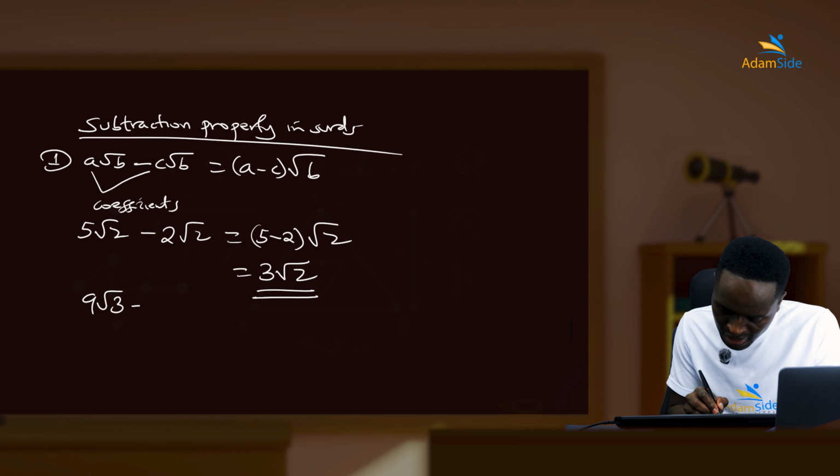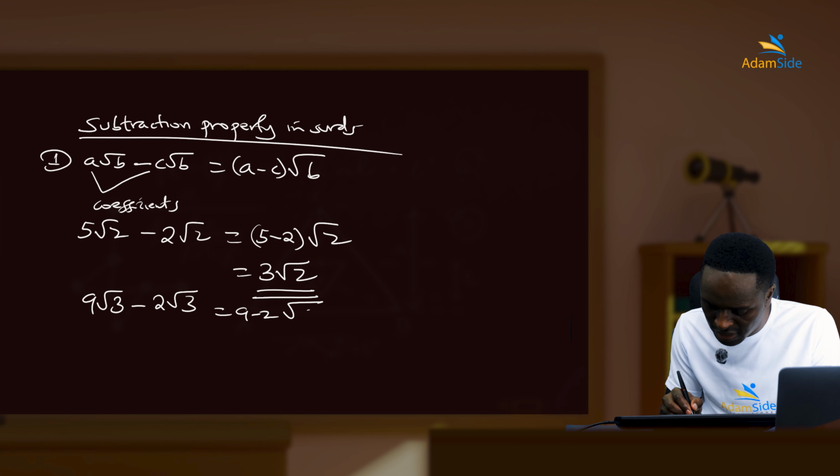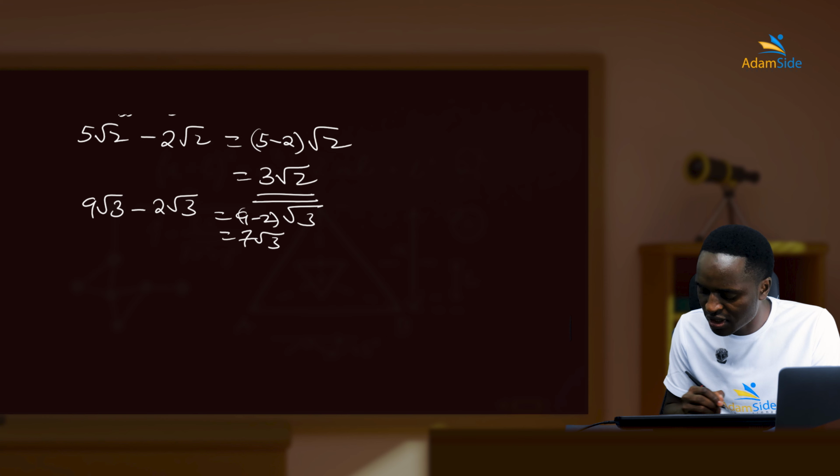Let's say 9 root 3 minus 2 root 3. What do you do in that case? You say 9 minus 2 and then keep root 3. So your answer will be 7 root 3.